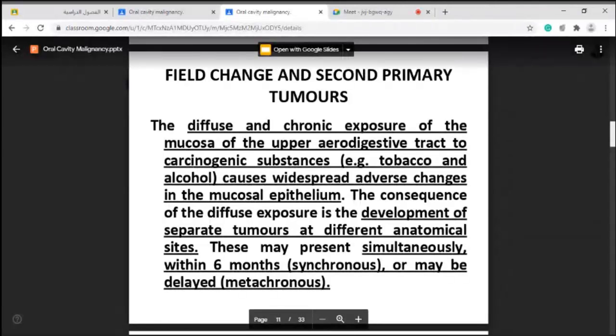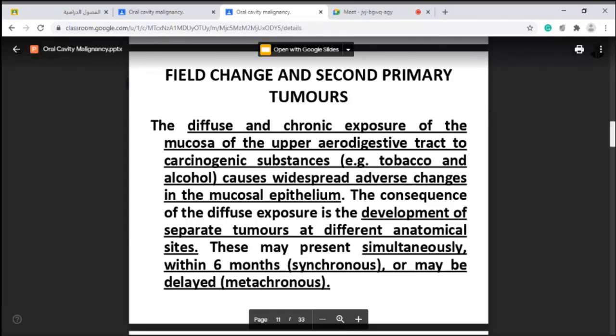There may be a focus of a primary tumor in the right side of the floor of the mouth, and another focus of another primary tumor in the left side of the tongue, for example. If these occur at the same time or within 6 months, we call it synchronous tumor. But if these develop after more than 6 months, we call it metachronous tumor.